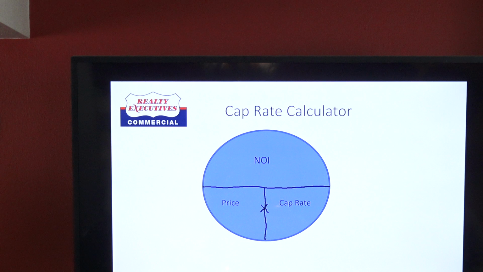Now, I've created a little calculator here to help you determine what is the value, what is the cap rate, or what is the net operating income, okay? The only thing you have to do is cover the little piece that you're looking for, and then just use the calculator here, okay? So let's say, for example, I'm looking for price. What I would do is cover the price, and I would divide the cap rate into the NOI.